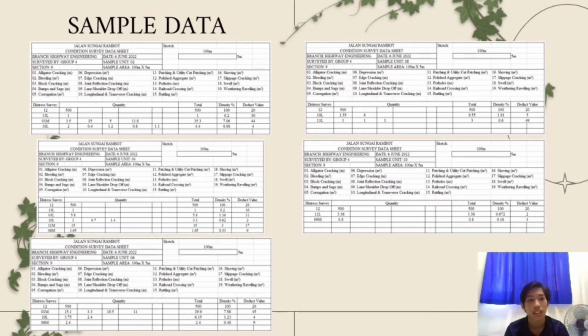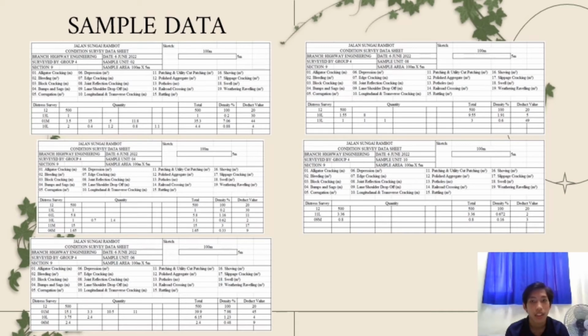In the condition survey datasheet, the distress list is given, and we need to jot down the number of the distress and level of severity, which we can refer to in the ASTM, and then the quantity based on the unit in the distress list. Then we total up the quantity to get the density in percent. The formula to get density is total over area times 100%.